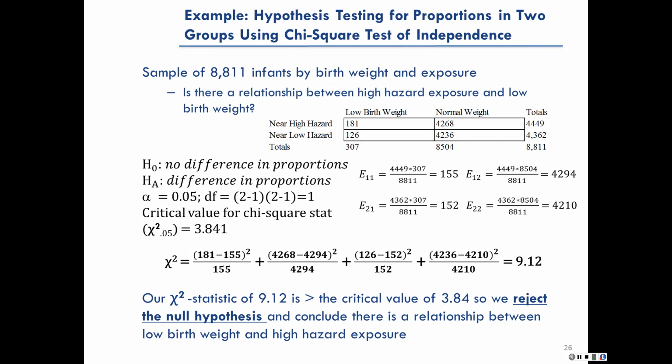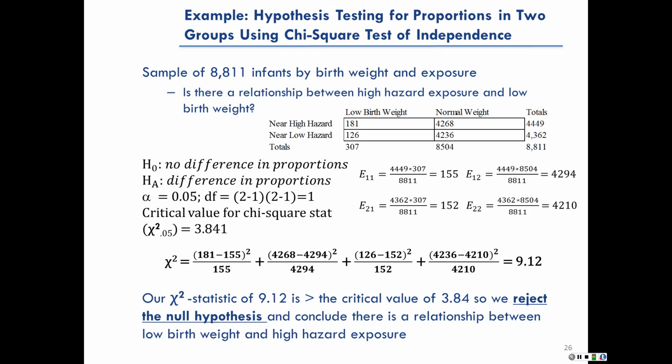So looking at any given instance, for instance, those who had low birth weight and were near a high hazard area, you can see that's 181. And then we sum across the rows to get those who were in the high versus low hazard areas, and sum across the columns to get those who were low versus normal birth weight. And then the far right corner, 8,811, that's our total sample size. So we construct our null hypothesis, which is that there's no difference in proportions. Next, we construct our alternate hypothesis, which is that there is a difference in proportions.